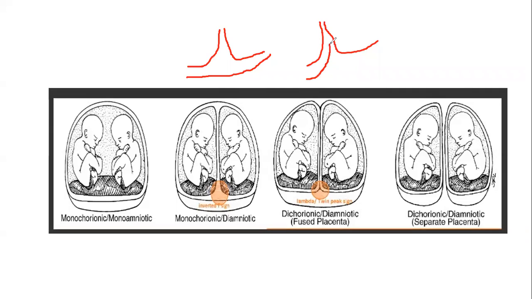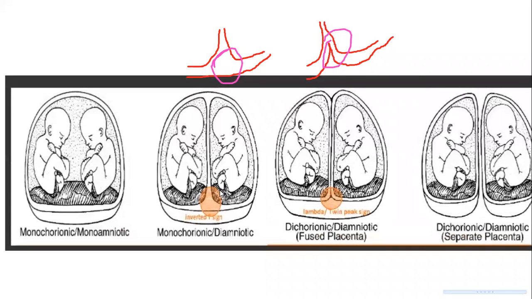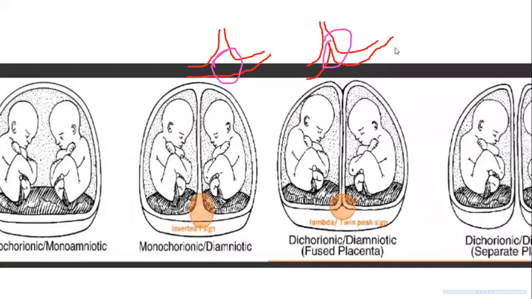Do you see any difference? Like see here, inverted T sign, and the lambda or twin peak sign. There is a difference. You can see there is a gap here, there is no gap here. So by image also, if you have practiced good enough, you can easily and quickly see the difference. If you see here properly, as I am saying, the lambda twin peak sign, you can see here it's fused.